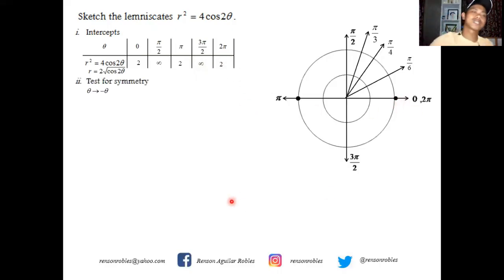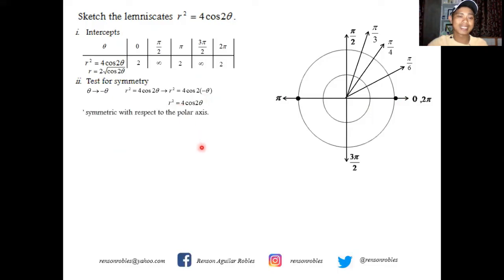Okay, then for the test for symmetry, we replace theta by negative theta. Following the same procedure, cosine of negative x is cosine x, so r squared equals 4 cosine 2 theta. So the lemniscate r squared equals 4 cosine 2 theta is symmetric with respect to the polar axis or the line OX. And then we replace theta by pi minus theta.